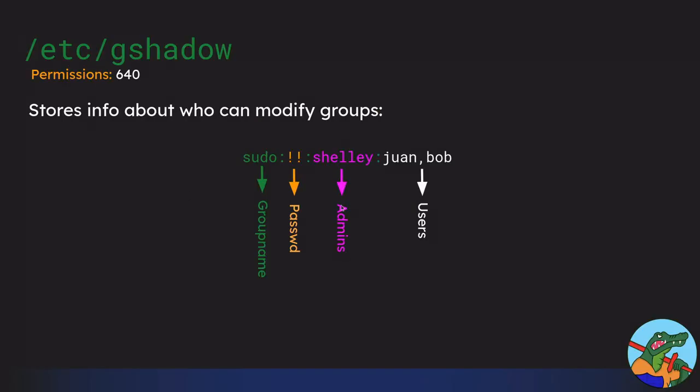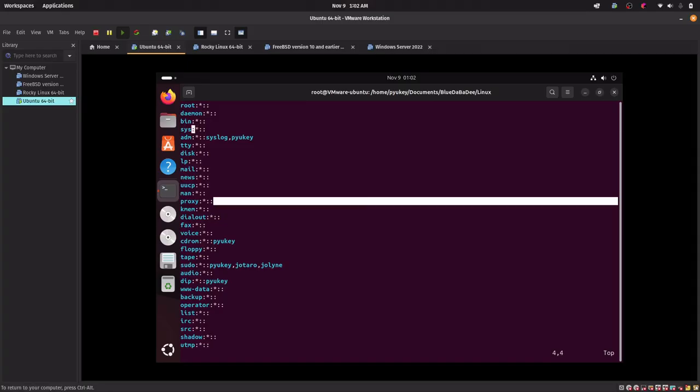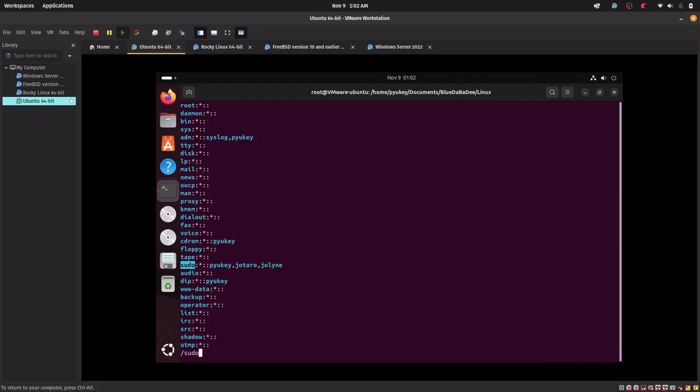Again, the second field, admins, are the administrators for that group. They can modify the group however they want. If you just do gpasswd groupname, then you get to set the password for that group. Okay? So I want to demo this. Let's do the sudo group. Let's say we have a sudo group, and I'm going to modify this so we can add, let's add Pukey to there.